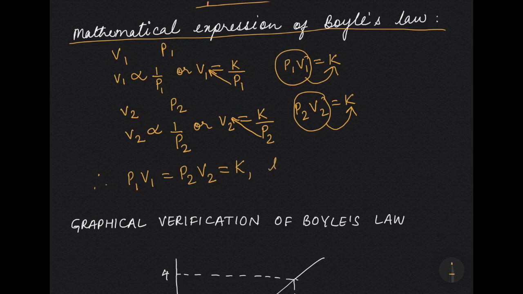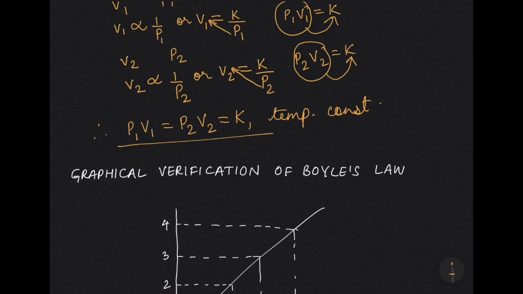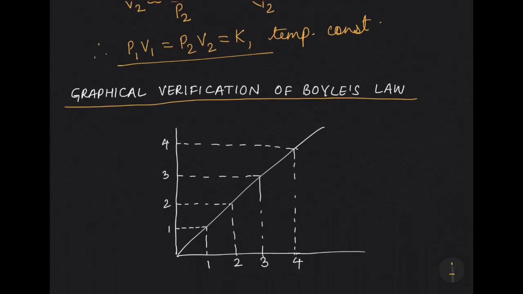And remember, the temperature is constant. It does not change. So this is known as Boyle's law equation. So looking at the Boyle's law equation, we can also state Boyle's law as the product of volume and pressure of a given mass of dry gas at a constant temperature is constant. Okay, now moving on to graphical verification of Boyle's law.